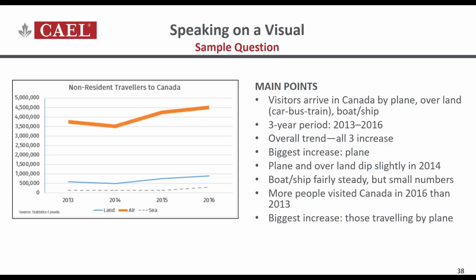So of course, some of the things we talked about already. Some of the other things, of course, is that the overall trend, all 3 of these things increase over time. But the biggest increase is the plane. Air travel is by far the most popular. Both plane and land travel dip slightly in 2014, and I think some people said that. But the sea numbers are fairly steady, but they're always very small numbers. Sea travel is the least popular. Now, more people visited Canada in 2016 than in 2013. And of course, the biggest increase were people traveling by plane.